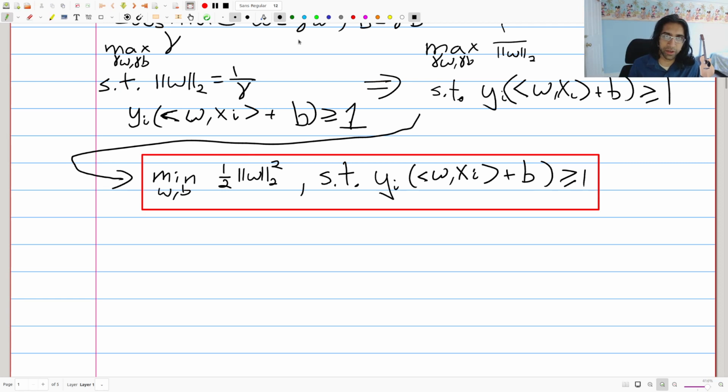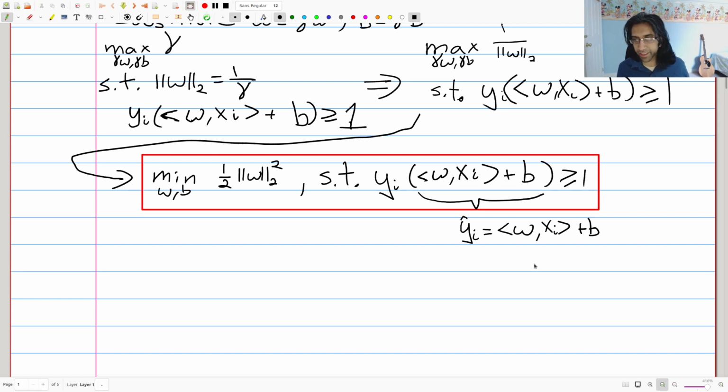Let me just note a few things. I'm going to introduce some notation which we'll use throughout this lecture as well as the next one. This whole expression is going to be yi hat. Yi hat is equal to w xi plus b. And this is how we use it as a prediction.